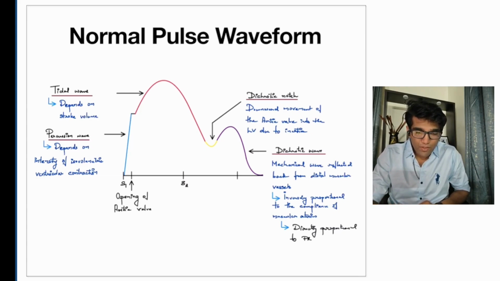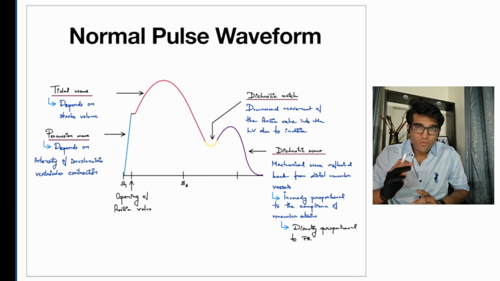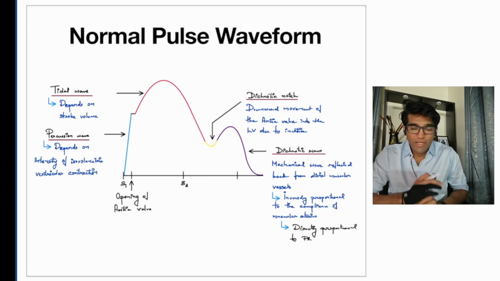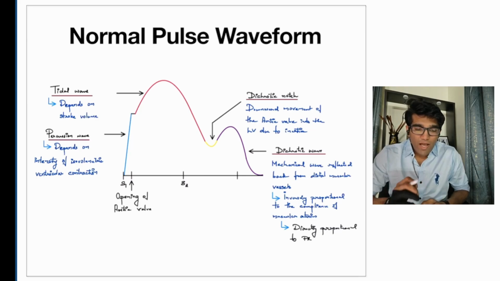So here this is the S1 sound. S1 sound represents closing of the atrioventricular valve, that is the AV valve. On the left side the mitral valve and on the right side the tricuspid valve. So once it closes, we have isovolumetric contraction, or the isovolumic contraction.